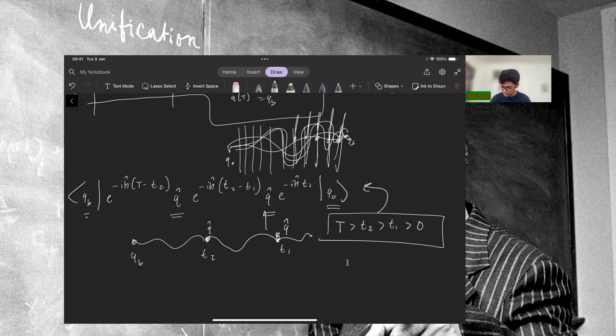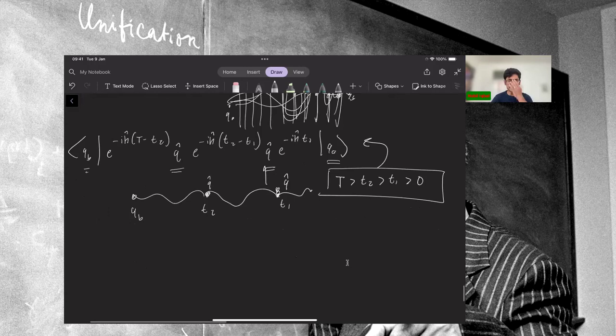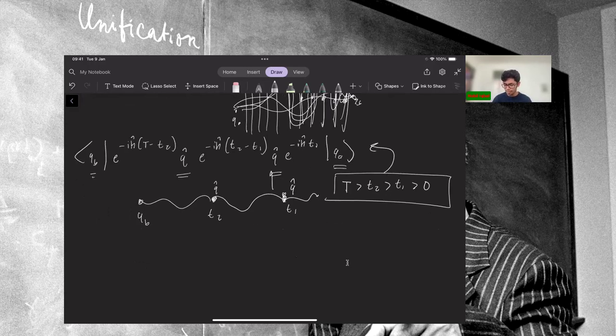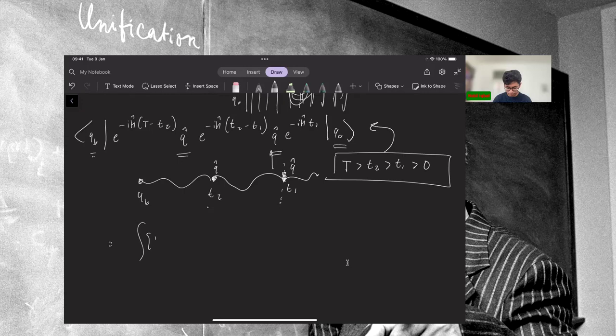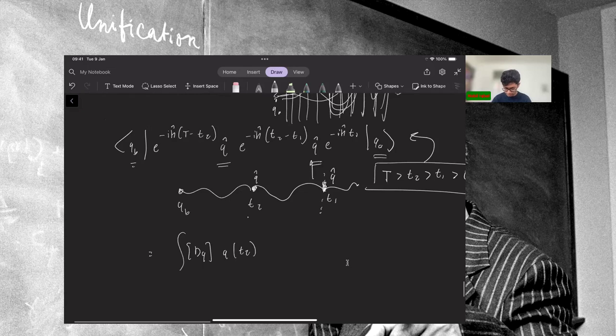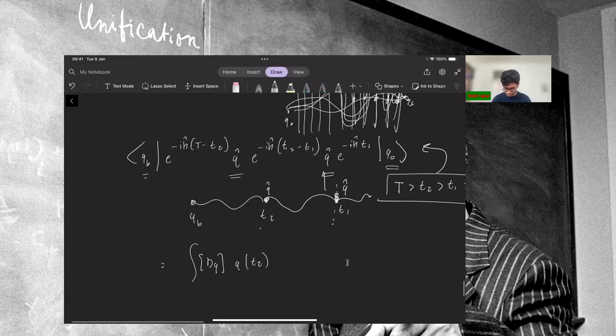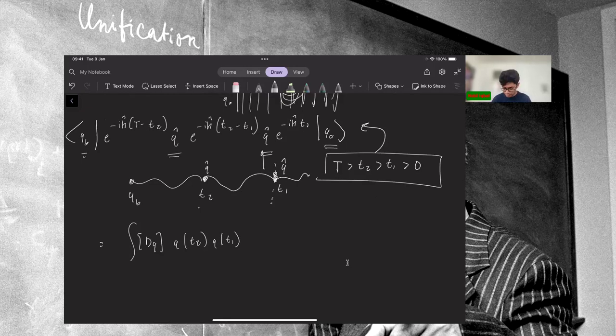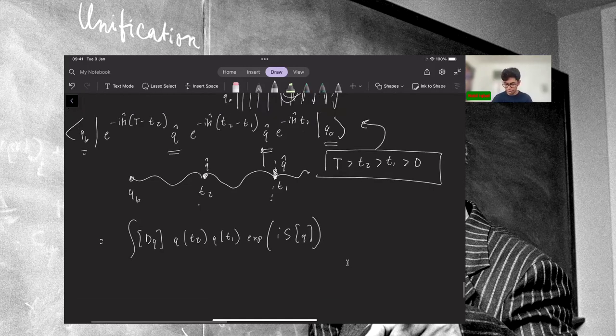Okay. Now, what is this? I should be able to calculate what this is in the path integral formalism. And the answer, you can guess it. The point is, in doing the path integral, you should also multiply by the coordinate at each of these points, T1 and T2. In other words, this is equal to the integral dq, q of T2, q of T1, times the exponential of i times the S of q. Okay. This is the answer to that.